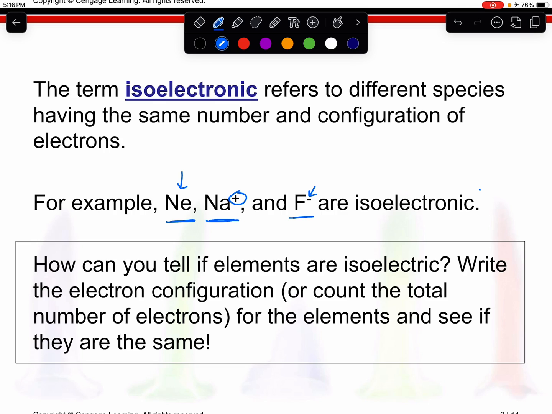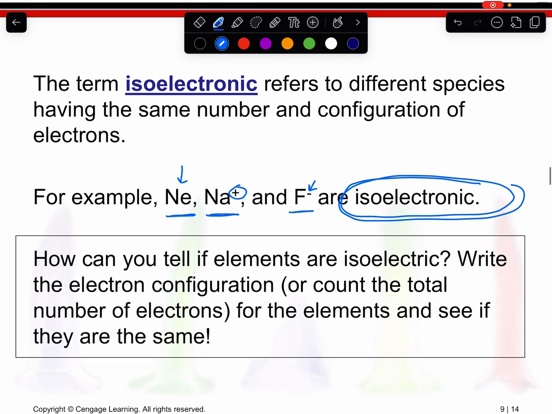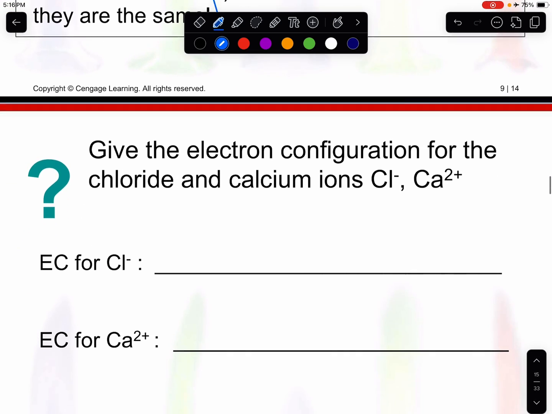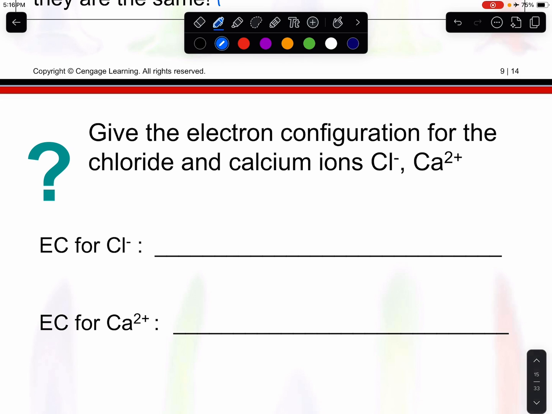So if you were to count the electrons up, and they were all the same, and they looked at all the same as a noble gas that they're close to, that is called an isoelectronic series. So how could you tell if something is isoelectronic with other things? You'd write the electron configuration, or you'd count the electrons and see if they are the same and they match the noble gas that they are near. So let's practice that here.